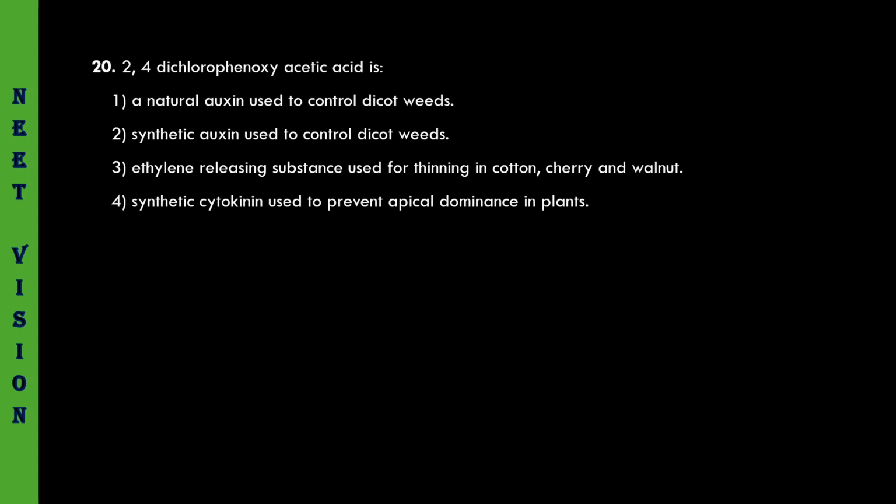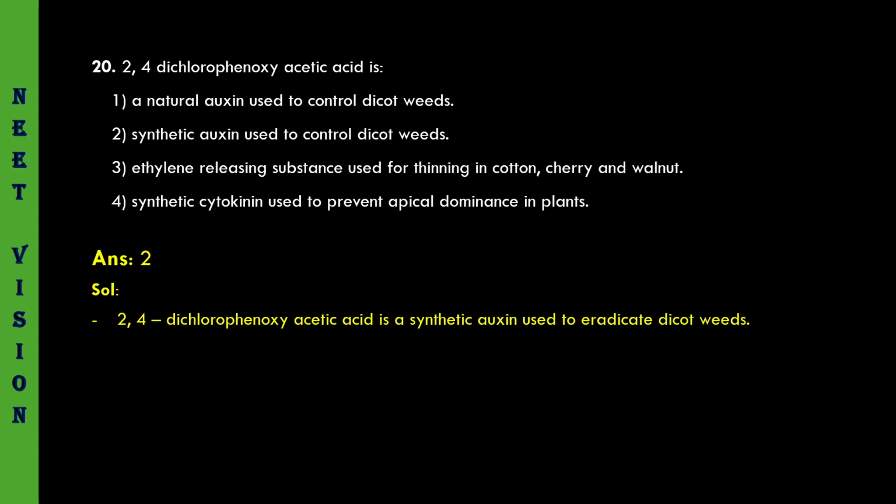Coming to the next question. 2,4-D is a natural auxin used to control dicot weeds? No, it is a synthetic auxin. Ethylene-releasing substance used for thinning in cotton, cherry and walnut. Yes, it is correct. Synthetic cytokinin used to prevent apical dominance in plants? No. Synthetic auxin used to control dicot weeds. The second one is correct. 2,4-D is a synthetic auxin used to eradicate dicot weeds.